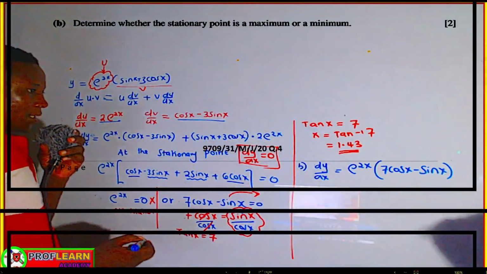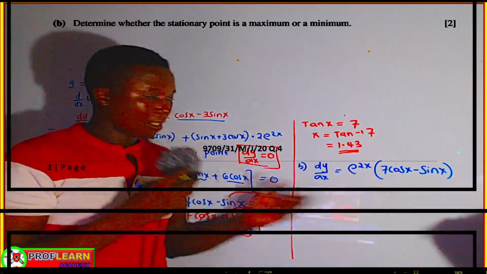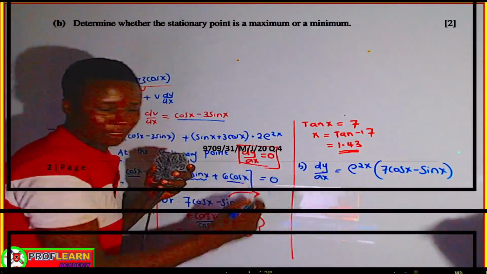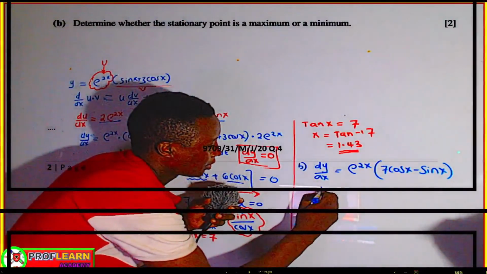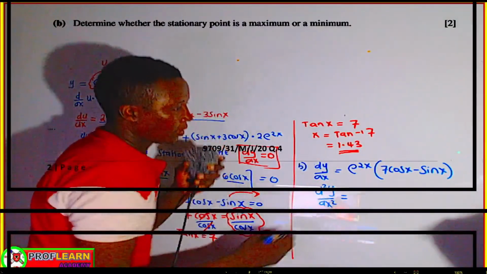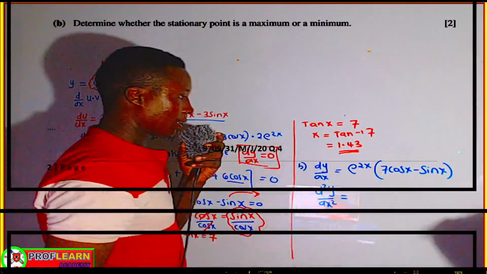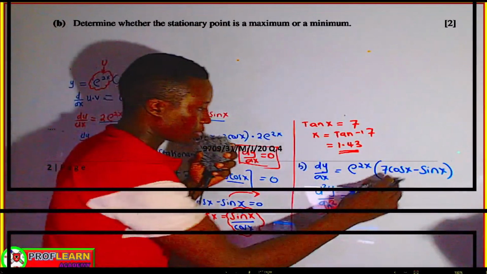That will mean that you need to differentiate this for the second time. So if you differentiate this for the second time, d squared y dx squared is going to be equal to, we are going to apply again the product rule, in order to differentiate this.